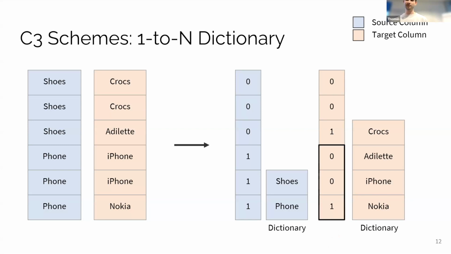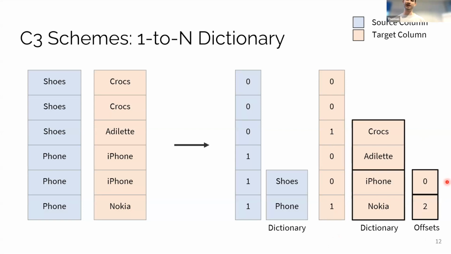So in this case, if we still want to use these codes to access the correct values in the dictionary, we need to store an offset for every category, so for shoes and phones. And these offsets combined with these codes together can be used to use this dictionary and recreate the original target column. So by decreasing the size of these integer codes, they can be compressed better with bit packing. And we leave the dictionaries and offsets uncompressed, and both codes are bit packed.